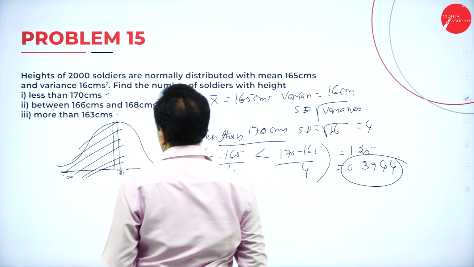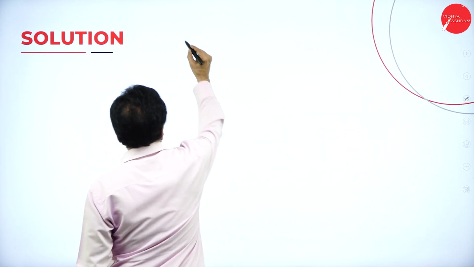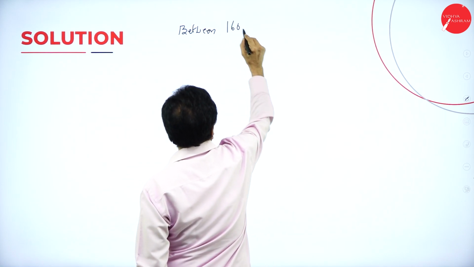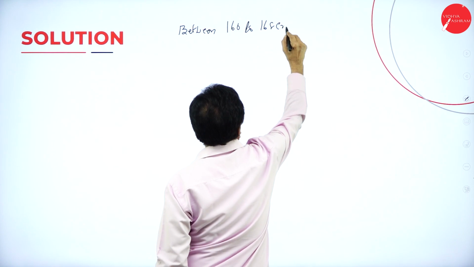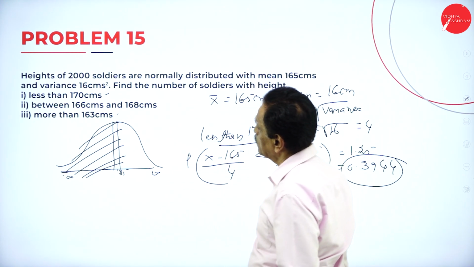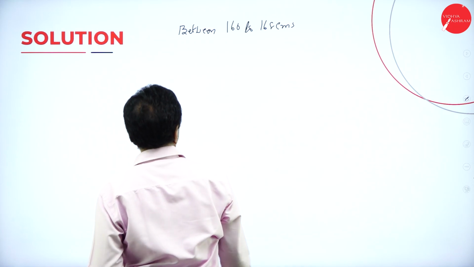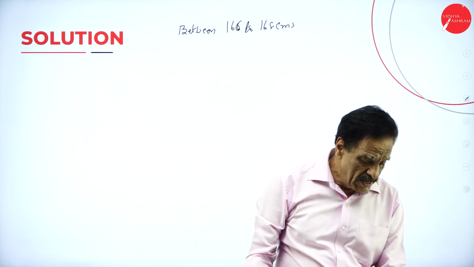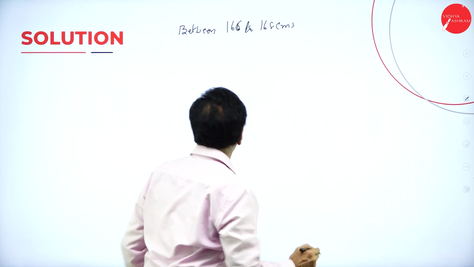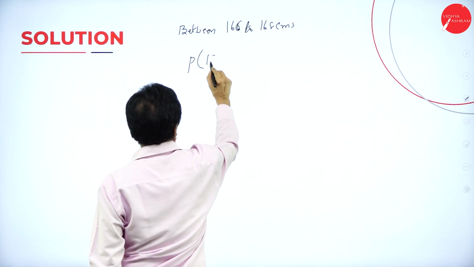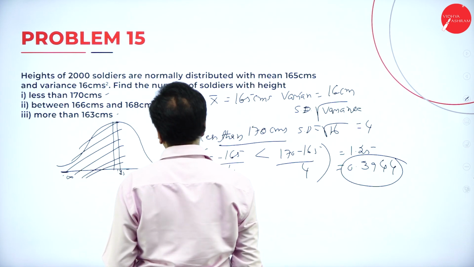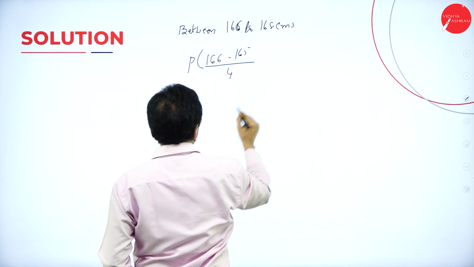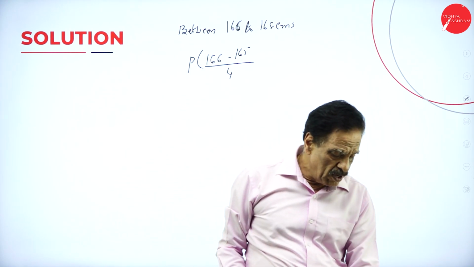Between 160 and 168 centimeters, between 166 and 168 centimeters. X minus mu. What is the X value? 166. Your mean is 165. Standard deviation is 4.